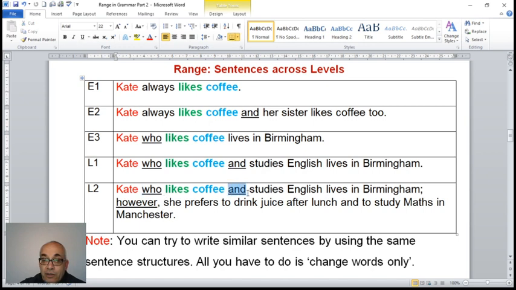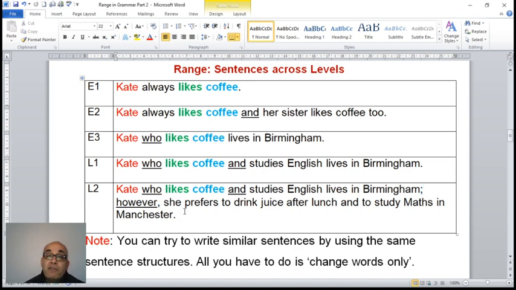I use and to make a compound sentence. I use however, which is a formal conjunction joining sentences. From Kate until Birmingham is the first one, and from she until Manchester is the second. These two sentences are joined by however. However is a very strong, formal conjunction, and as you can see, I use a semicolon and a comma.